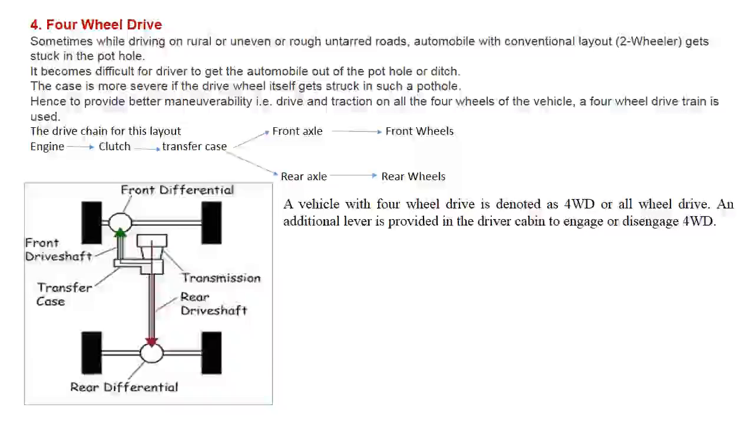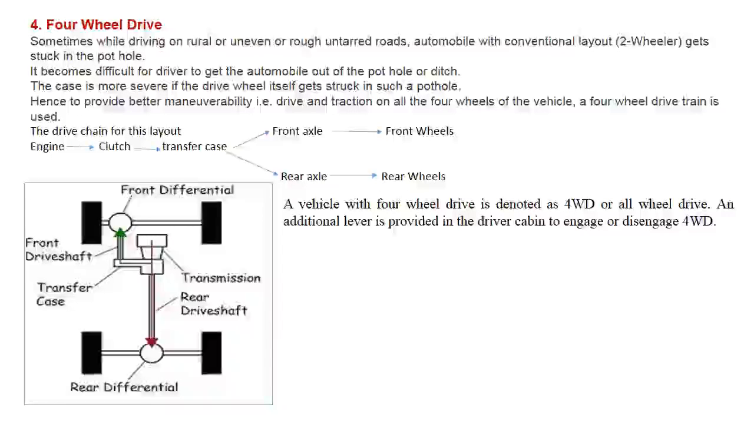A vehicle with four-wheel drive is denoted as 4WD, 4W for four wheel, D for drive. So four-wheel drive is also known as all-wheel drive. An additional lever is provided in the driver cabin to engage or disengage the four-wheel drive. So as per need, the driver is going to engage all four wheels, or he is going to engage only two wheels.